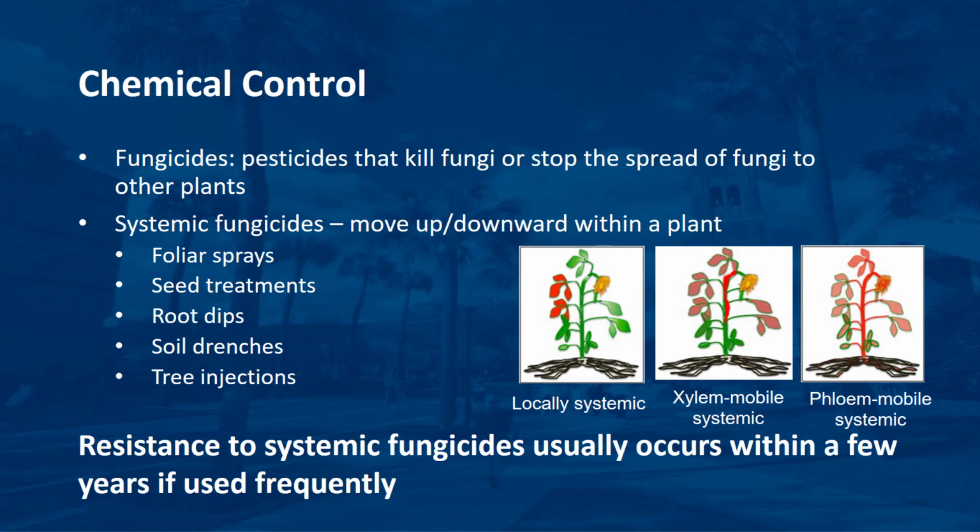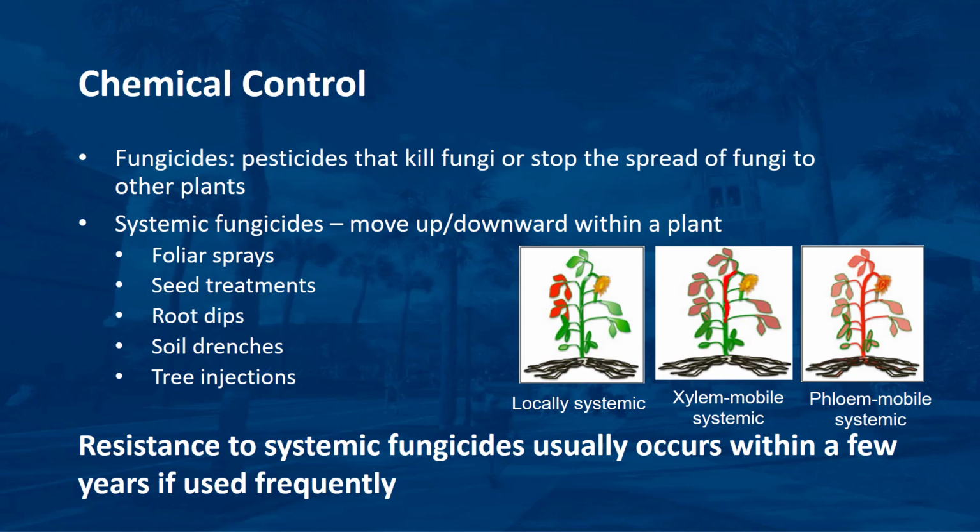A fungicide's activity refers to its mobility in the plant and should be considered when choosing a product. Systemic fungicides usually move upward within a plant, though there are a few that also move downward. They may be applied as foliar sprays, seed treatments, root dips, soil drenches, or tree injections. Locally, systemic fungicides have limited mobility in the direct vicinity of application.